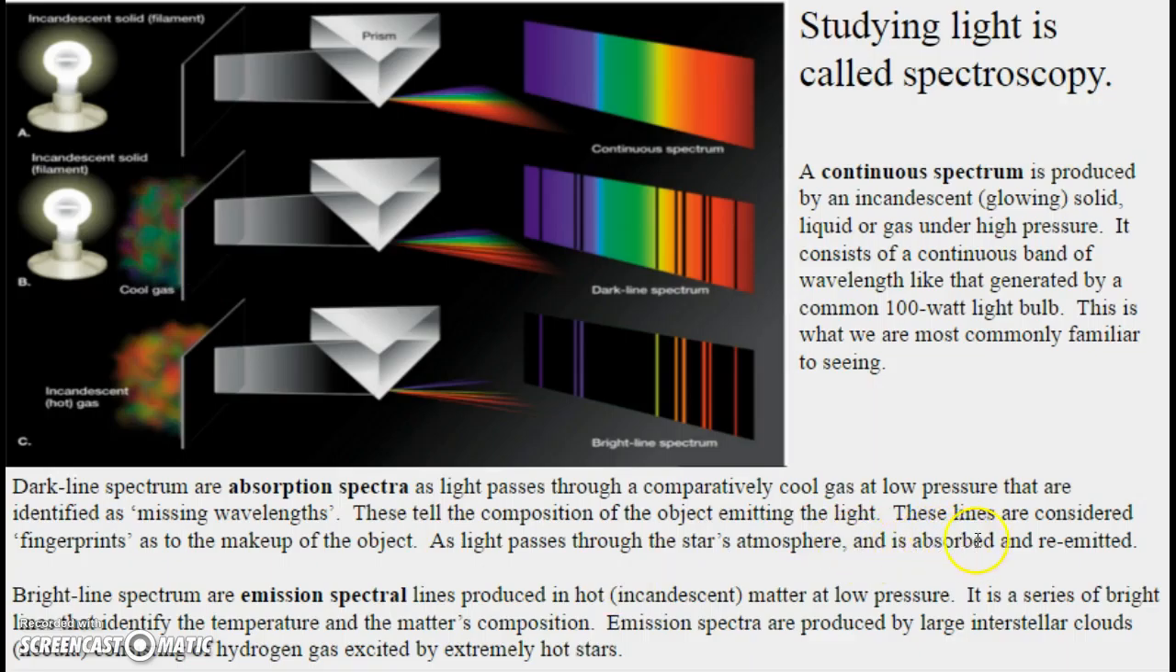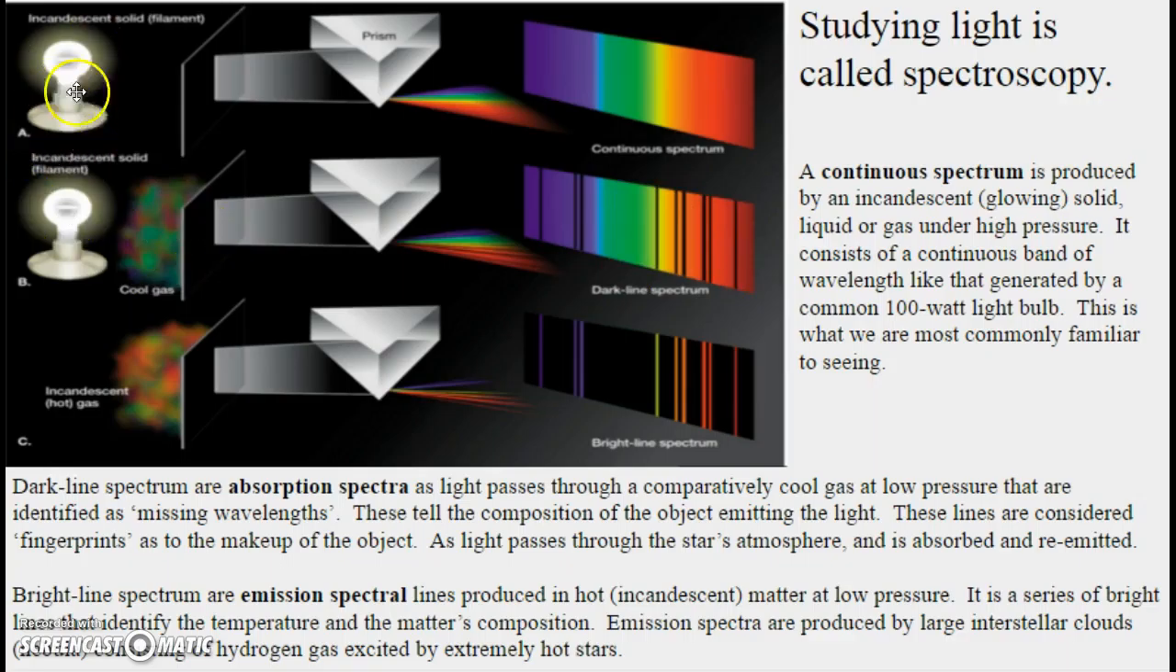The energy is absorbed and then re-emitted. So you can actually determine by these dark bands, right, from the absorption spectra, which are also dark line spectra, the composition of what the gases within that star are made of.